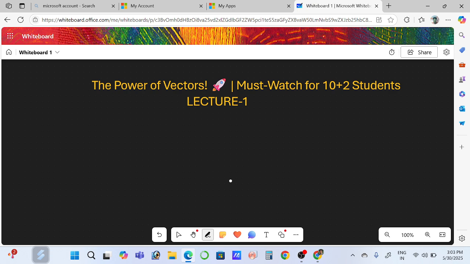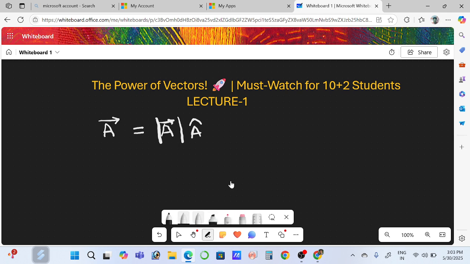So a vector is basically represented by, say, this is a vector A. It is represented by a letter with an arrow. The arrow actually gives the direction. That means a vector must have some magnitude, and magnitude is written as mod of A, and with some particular direction. So a vector has magnitude as well as some direction.